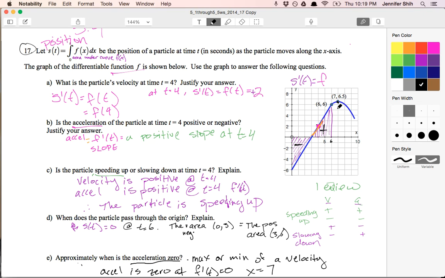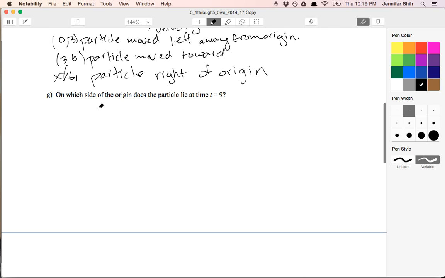Now, after the origin, between 6 and 9 seconds, this positive velocity tells us the particle is still moving to the right. So that means that the particle is to the right of the origin at t equals 9. And that's how you can justify that answer.